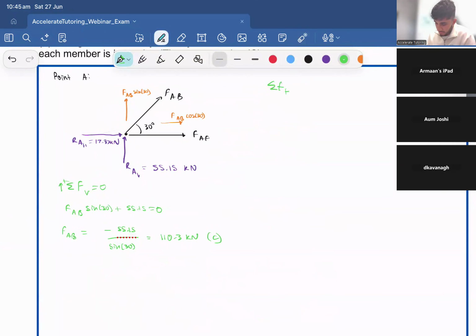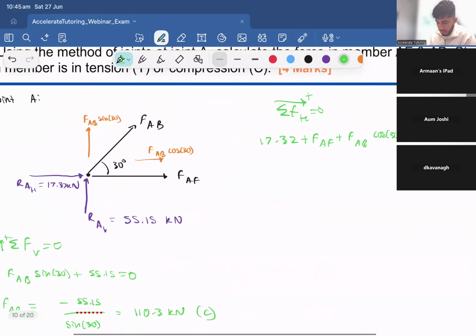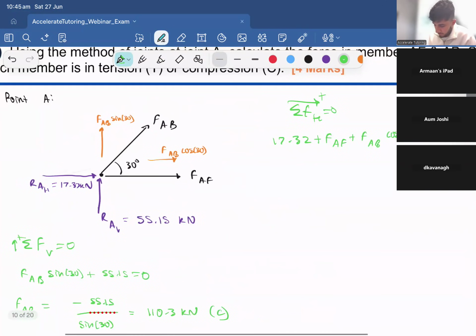Sum of forces in horizontal is equal to 0. We say right is positive. We get 17.32 plus force AF plus force AB cos 30 is equal to 0. We already know what AB is, so we can take everything over to the other side except for the force AF. AF is equal to negative 17.32 minus force AB cos 30.